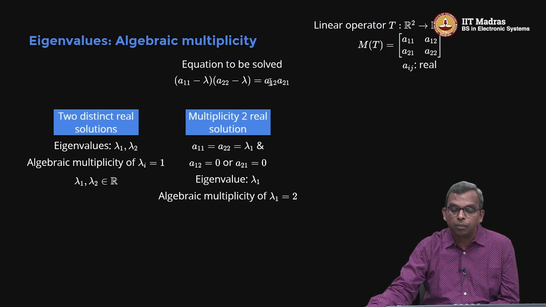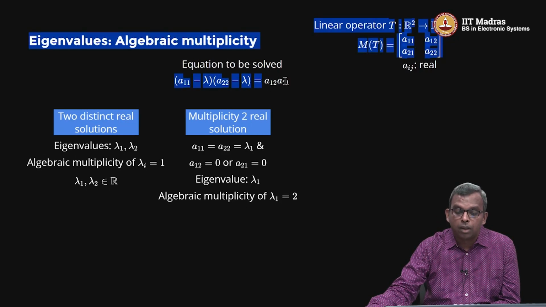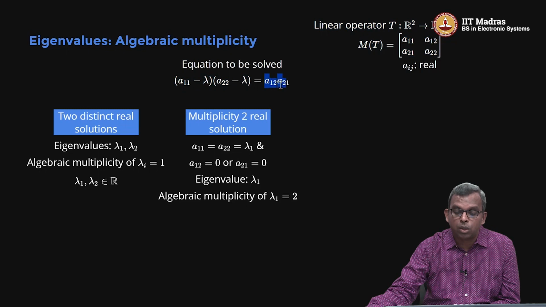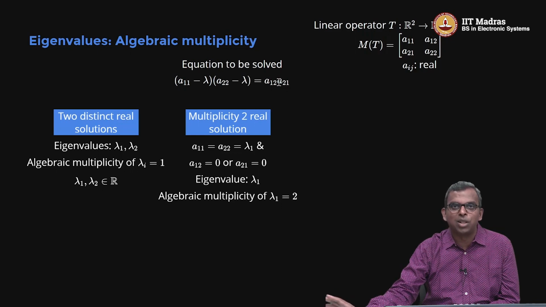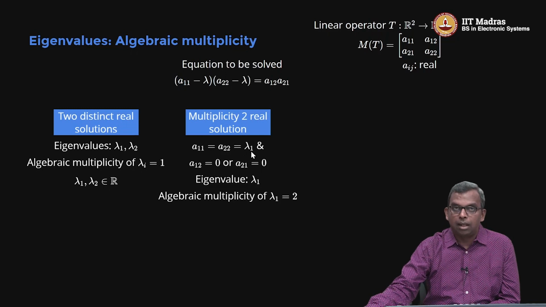When will you have equal roots? The right hand side has to be 0, so one of a12 or a21 has to be 0, and a11 and a22 have to be equal. Only then will this quadratic equation have equal roots. You can see that very easily from here. You can also write it the other way around and equate b squared minus 4ac to 0, and you will get the same conditions. So one of a12, a21 has to be 0, and these two have to be equal, and they become the equal eigenvalue.